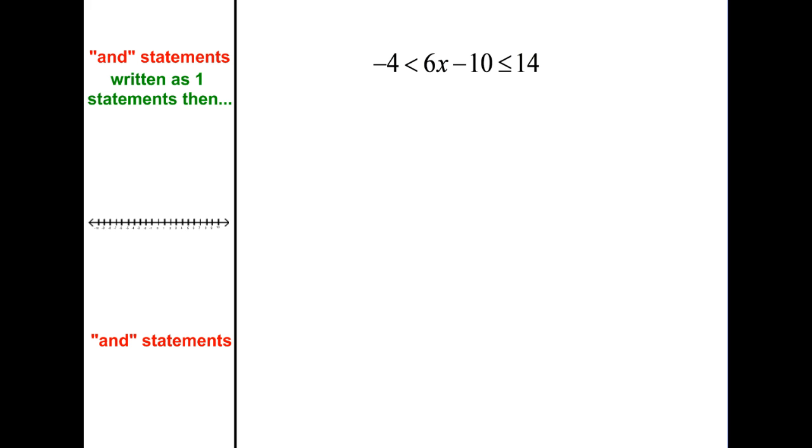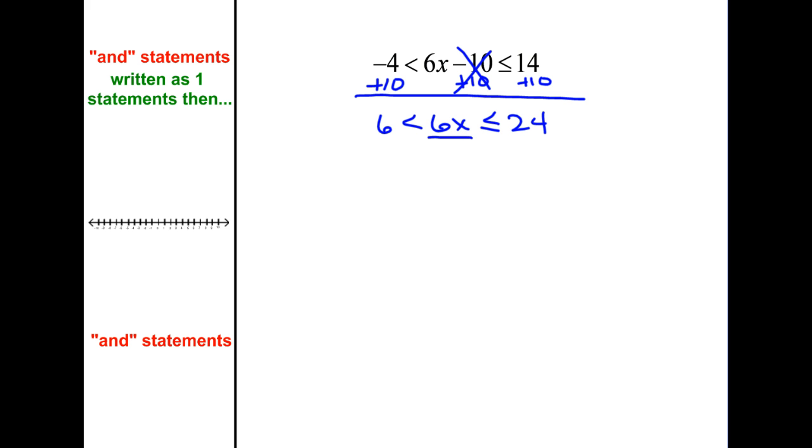So what I mean by that is if we need to get this x by itself here, and you look, we have that minus 10, so I need to get rid of that. I need to add 10. But since I'm doing it to that one, I have to do it to this one, and I also have to do it to this one. It'd be like breaking this up and solving it in two separate inequalities, but I'm going to solve it in one. So -4 plus 10 is 6, is less than 6x, because that cancels out, which is less than or equal to 24.